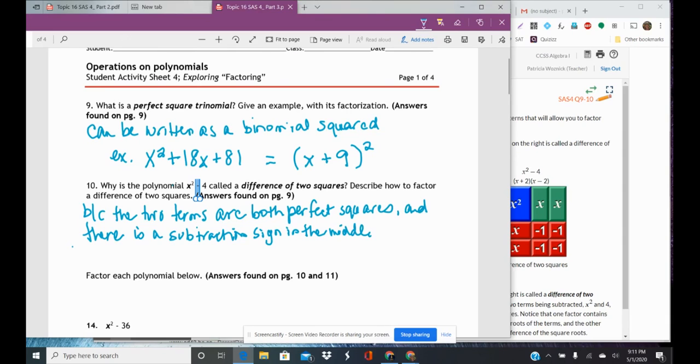That's important. There's a subtraction sign in the middle. Okay, describe how to factor a difference of two squares. All right, so if I want to describe how to factor, first of all, let me give you an example. I'm going to pick the example. Let's say x squared minus 25.